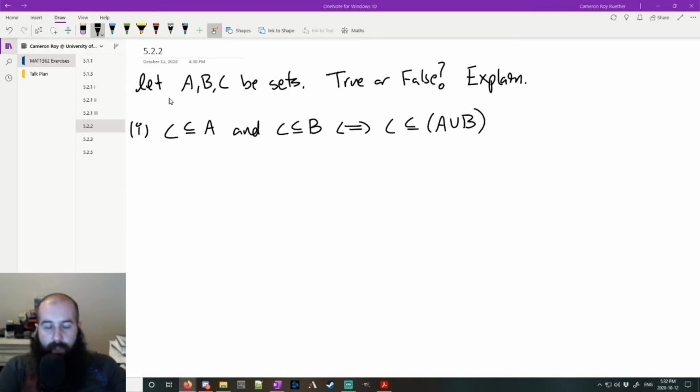5.2.2 asks us to consider 3 generic sets, A, B, and C, and to decide if the following bi-implications are always true, or if they can be false, and if they can be false, to provide a counterexample. So part 1 says that if C is a subset of A and it's a subset of B, is this equivalent to C being a subset of the union, A union B? And this is not equivalent.